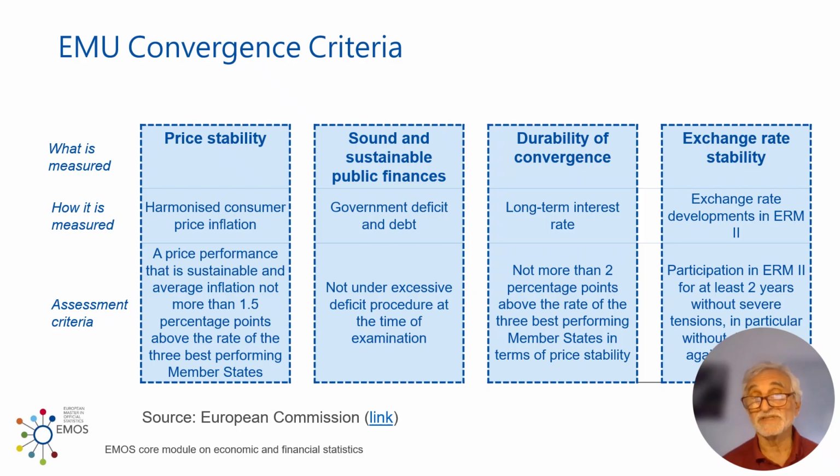So here the goal is, again, you should not be more than 2 percentage points above the average rate of the 3 best performing member countries in terms of price stability. So again, you're measured relative to the others, to the best in the group. How are you? Are you really prepared for monetary union? And the 4th block is your exchange rate developments. You have to be participating in the exchange rate mechanism of the EU for at least 2 years without severe tensions during that time period.